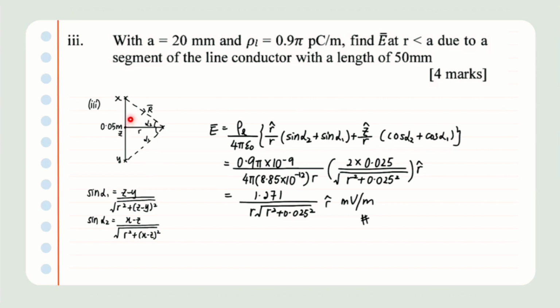We assume z is at the middle of the line, so we just divide the length by 2 and we will get 0.025. And then after we calculate it, we will get this answer.